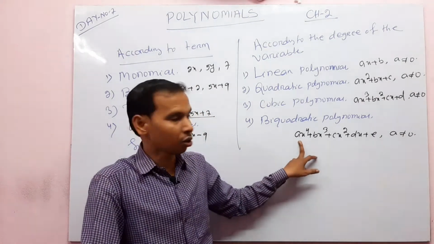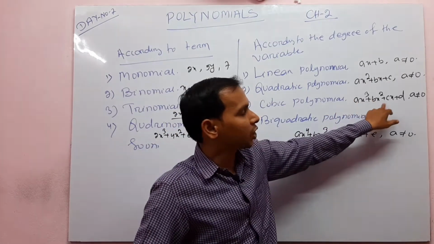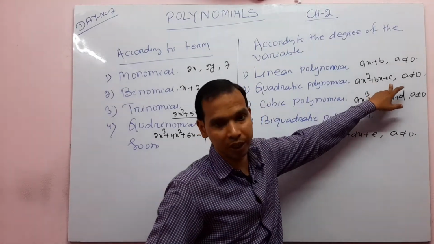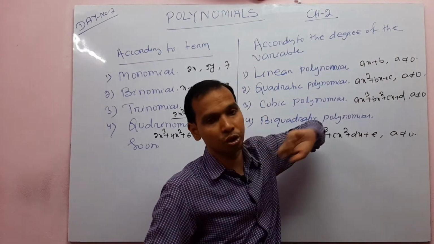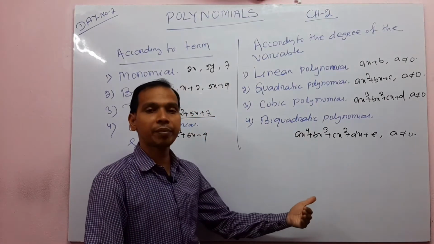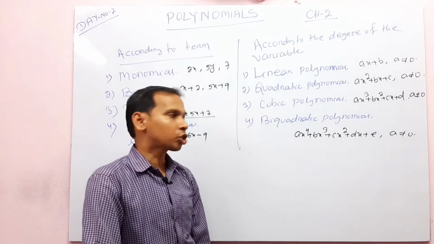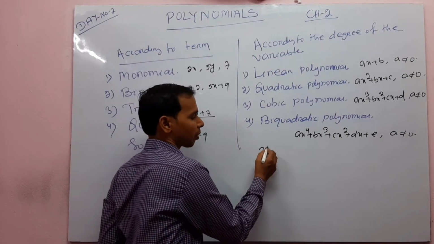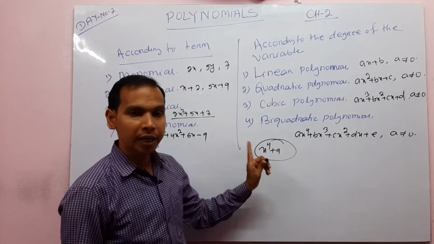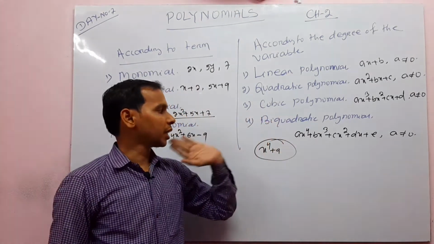If a became 0, this reduces to cubic. Here, if a became 0, this reduces to quadratic. If a becomes 0 here, this reduces to linear. And if a reduces to 0, this becomes a constant. Okay, so here a can never be 0; b, c, d, e may or may not be 0. If someone asks you, is x to the power 4 plus 9 a biquadratic polynomial? Yes. Why? The maximum power of the variable here is 4.